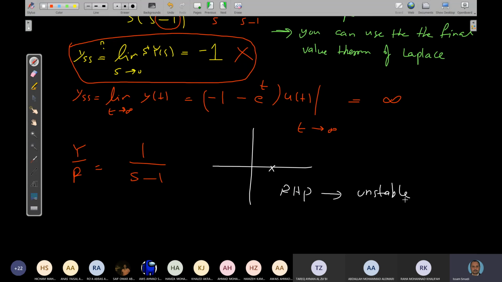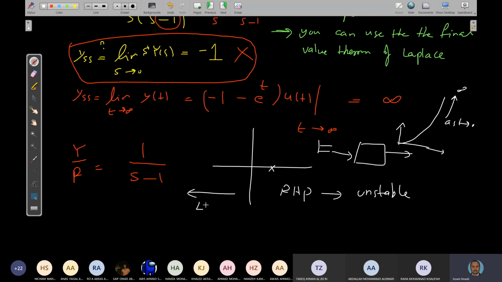What's the meaning of the system being unstable? The system is unstable if, given a bounded input, the response becomes unbounded. So here I'm injecting what? A step, but the response is what? It is diverging. So it will go to infinity as t goes to infinity. So in this case, I cannot use what? I cannot use the final value theorem. So the final value theorem, I can use it if the system is stable. And the meaning of the system being stable is what? All the roots must be located where? In the left half plane. Good.